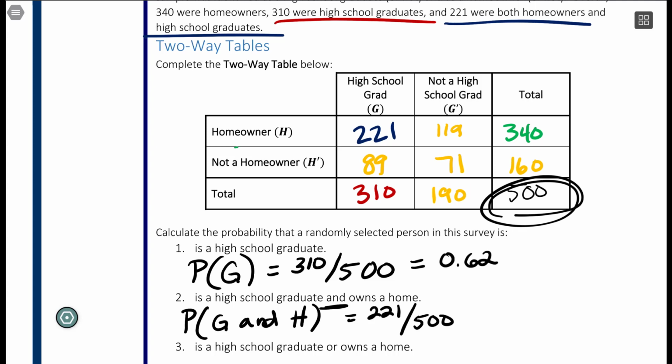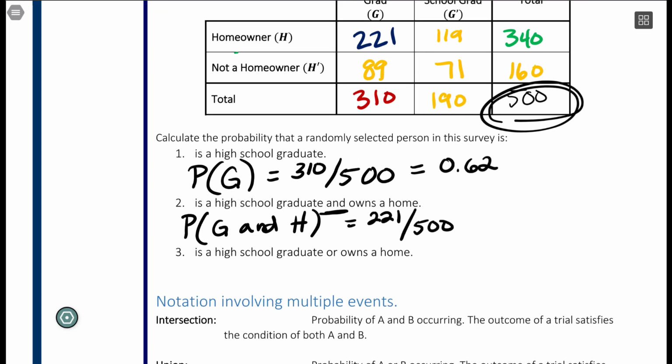Every one of these simple combined probability problems is going to feature the grand total value as our denominator every single time. Okay? Next one, we are looking at probability that somebody is a graduate or owns a home. And that seems like it's the same question, but it's actually just slightly different with that word or. Or is much more inclusive. What or tells me is that as long as they own a home or as long as they graduated from high school, I'm going to count them. They are going to be included in this probability.